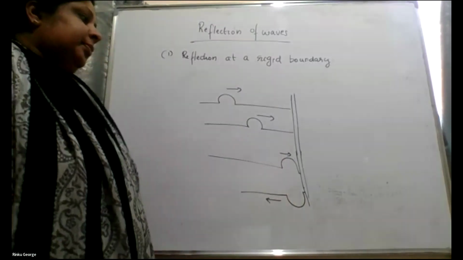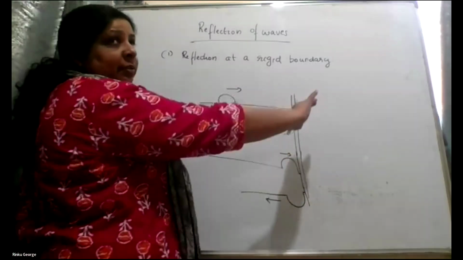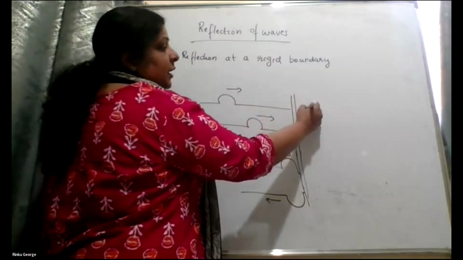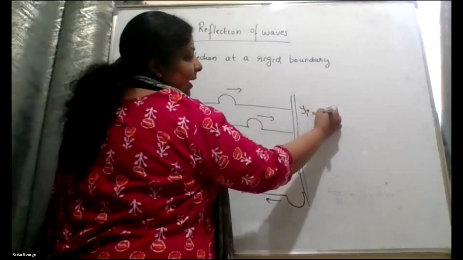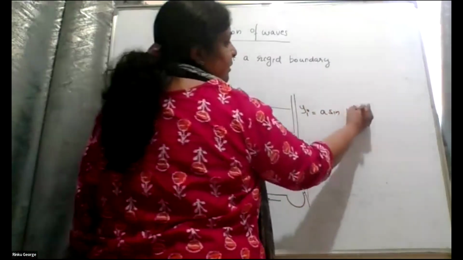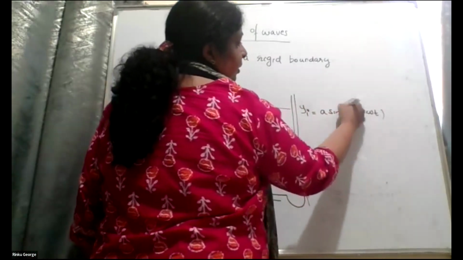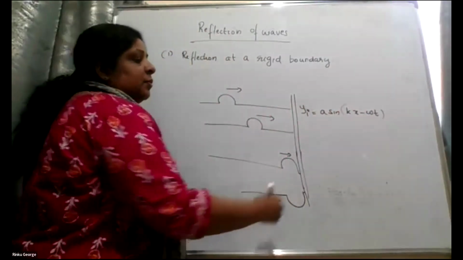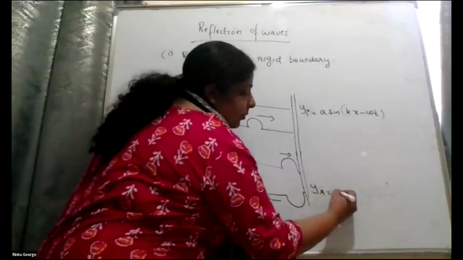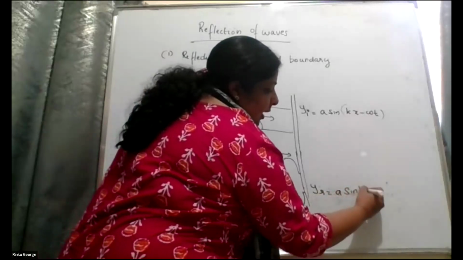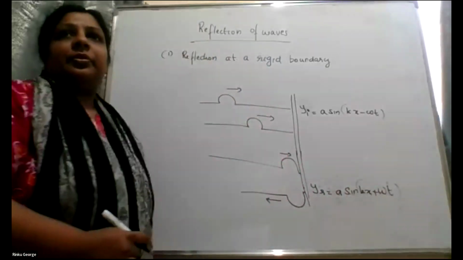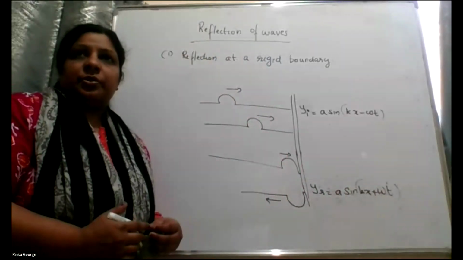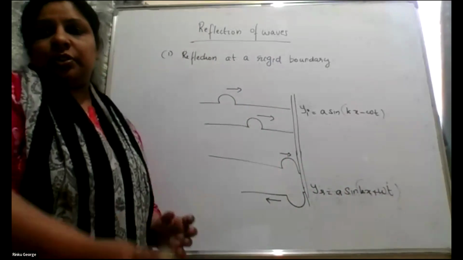Now, this is a positive going wave. What is the equation of this incident wave? A sin(kx minus omega t). What will be the equation for the reflected wave? A sin(kx plus omega t), because it's a negative going wave now. Those will be the equations. Understood? Okay, now you write the equation.